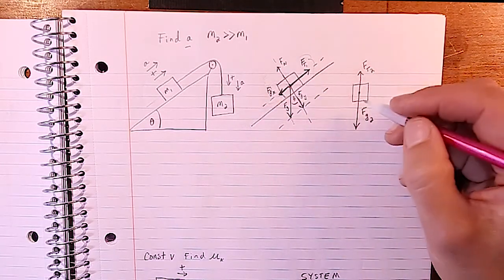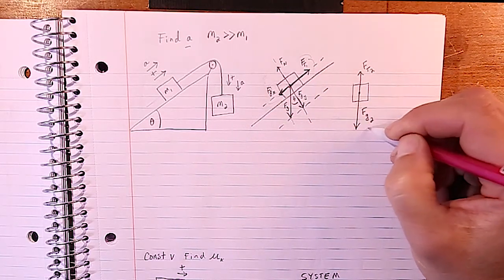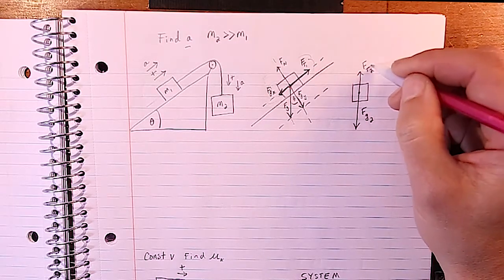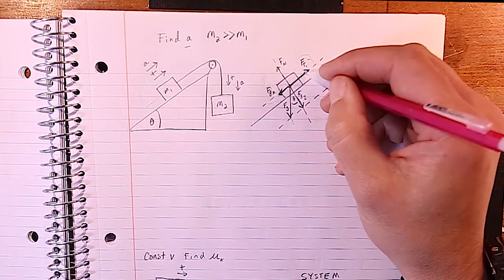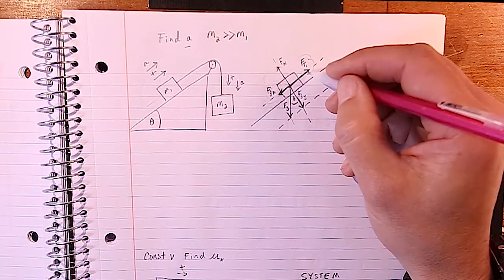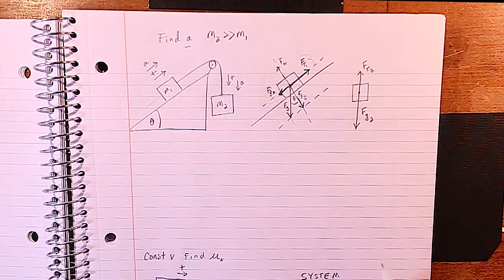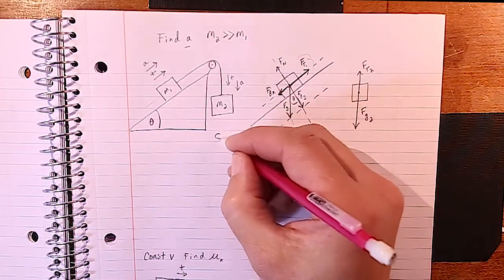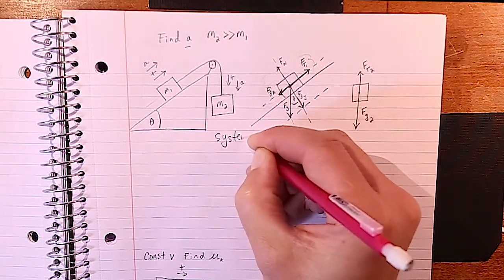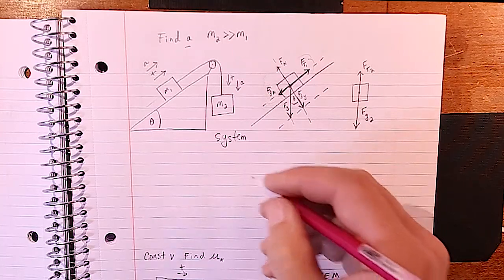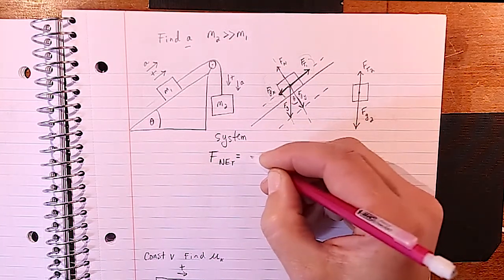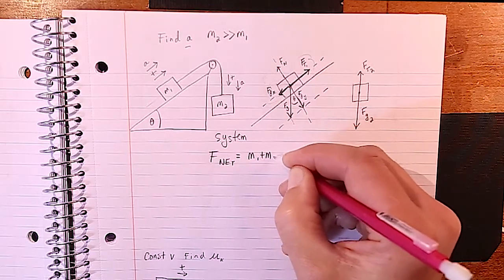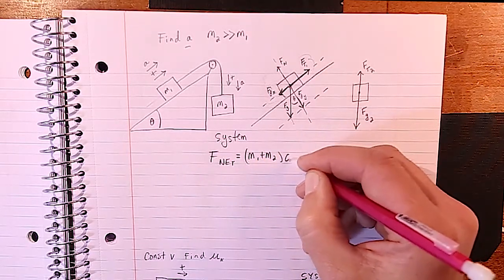Looking at block 2, we have Fg2 down, which is larger than the force of tension up. The force of tension up here has to be equal to the force of tension up the plane here. These are equal and opposite forces. So again, we're going to do this as a system first to find the acceleration. So we say F net equals m1 plus m2 all times a.